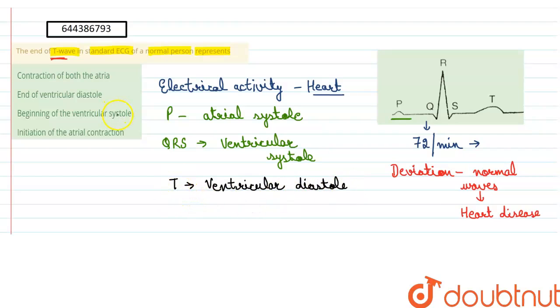So if we see the options once again, contraction of both the atria is related to the P wave. End of ventricular diastole, this is the T wave. Beginning of ventricular systole is related to the QRS complex, and initiation of the atrial contraction is related to the P wave again. So our right answer would be option B.